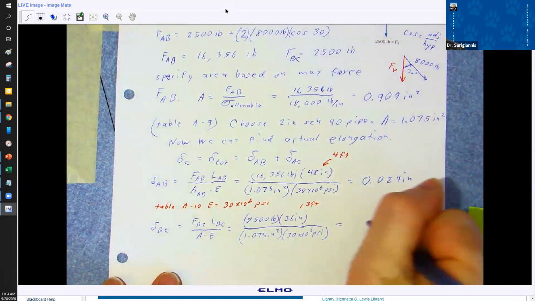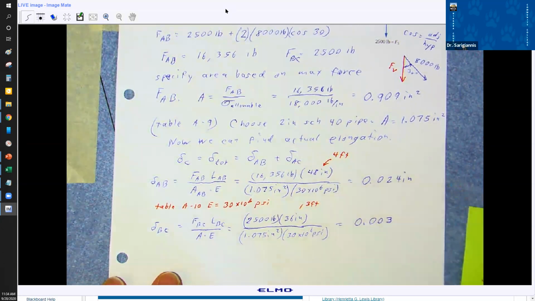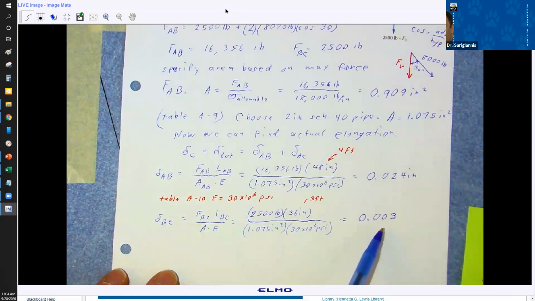And here we get a 0.003, rounded. I think it's like 2.8 or 2.79 or something. I have some notes scribbled here. So that's the elongation of just that section.